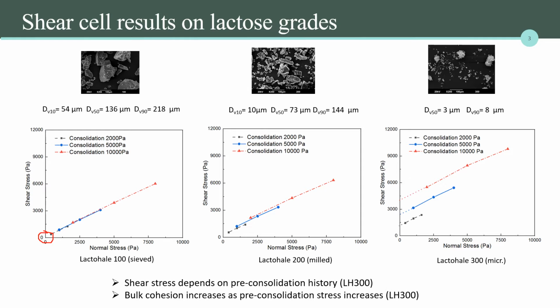On the right is the lactose Hair 300. We can see that the shear stress largely depends on the pre-consolidation stress, and the bulk cohesion increases with the increase of the consolidation stress.